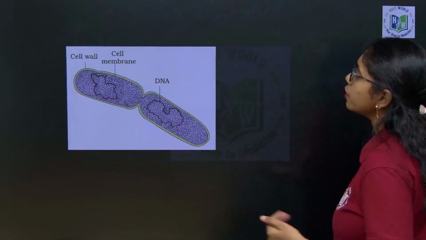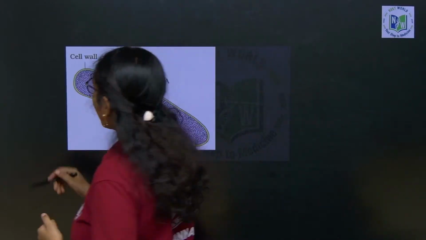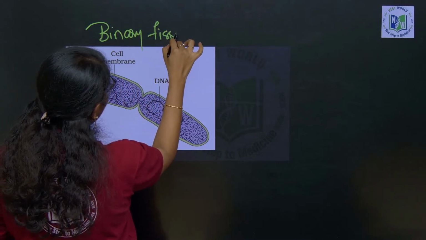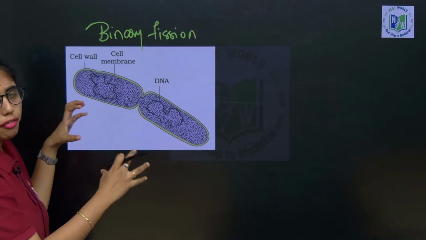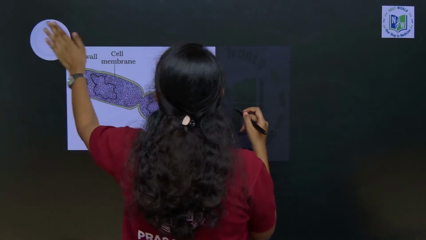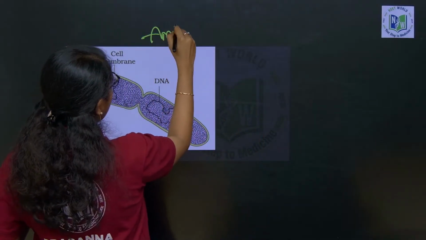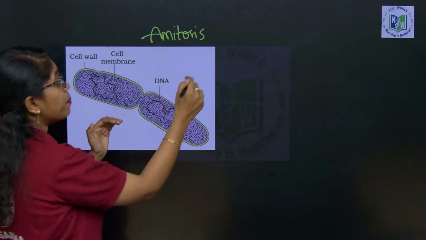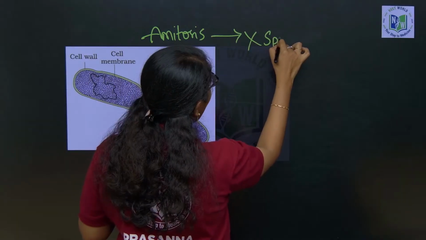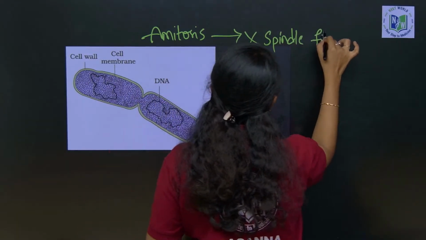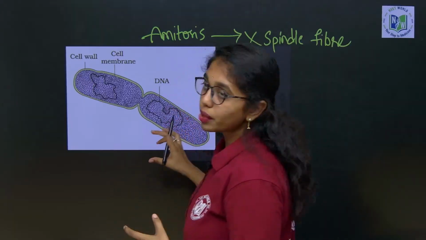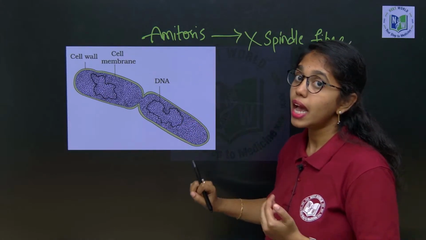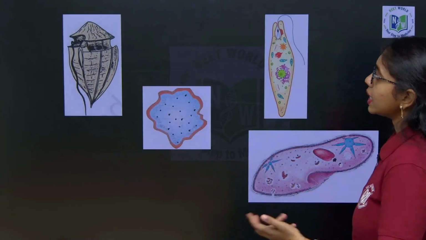Next, binary fission. That is the asymmetric division of a bacterial cell, which you also call amitosis, where division of two cells happens without spindle apparatus or spindle fiber formation. This usually takes place in bacterial cells, which is a normal cell division, and you call it amitosis.